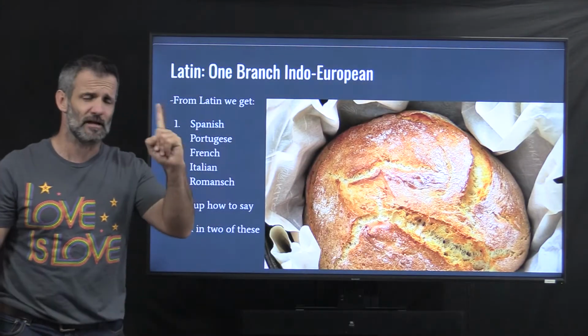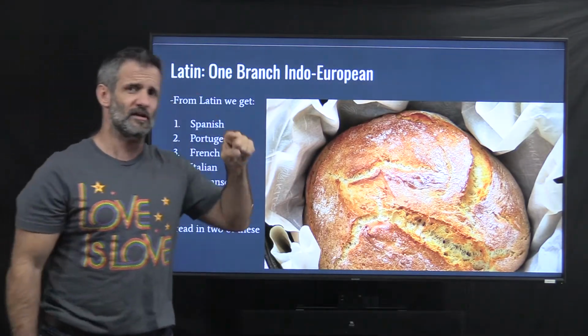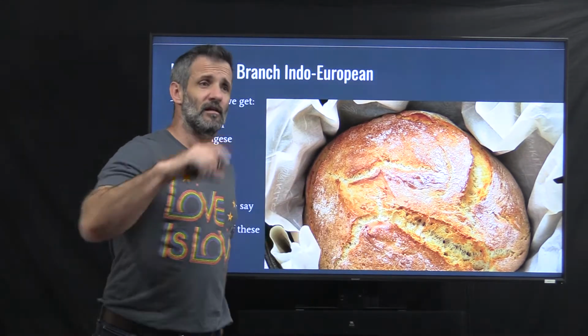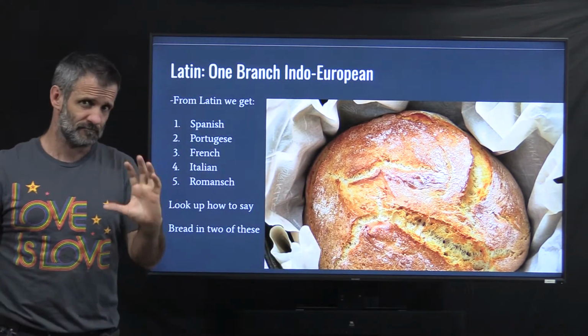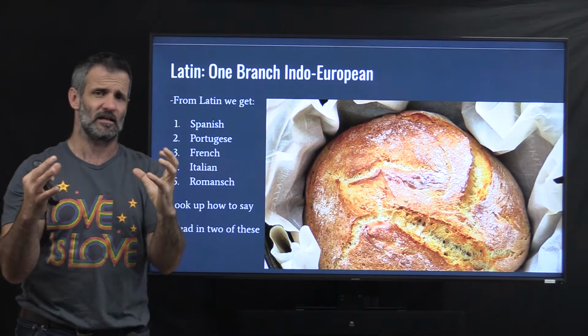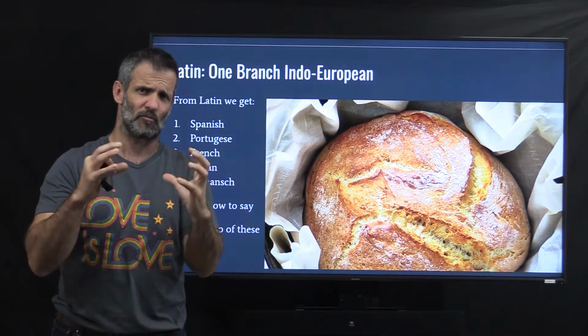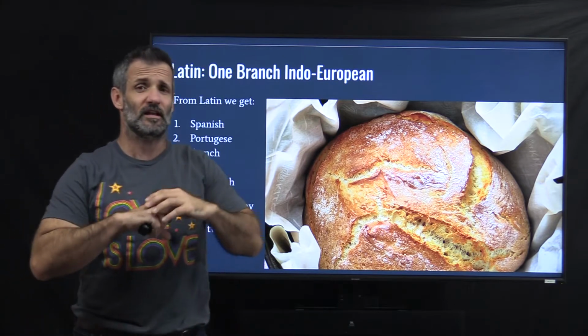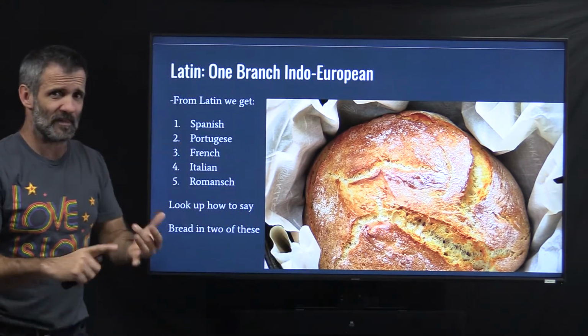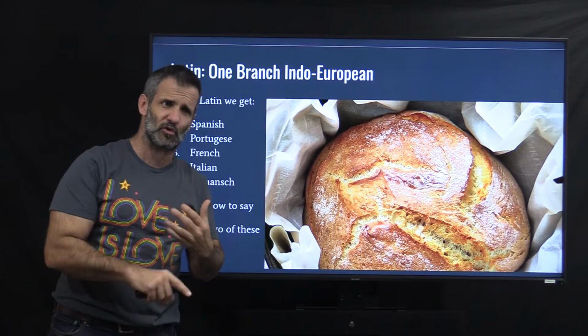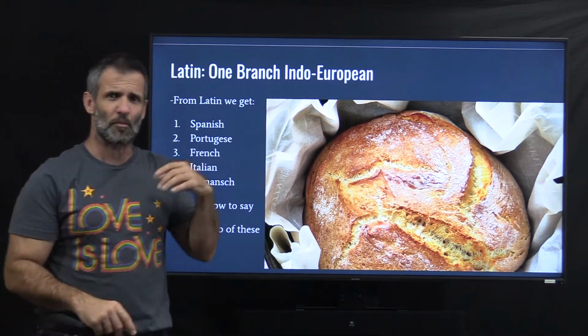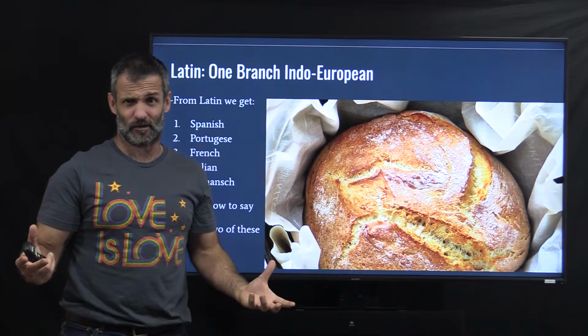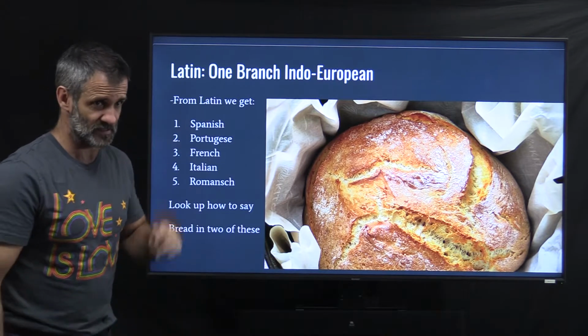All right, let's look at Latin, one branch of the Indo-European language. From Latin, you got to think, this starts in Italy, starts with Rome. The Romans, they expand their empire everywhere, so it gets diffused. And then from that, we get the languages of Spanish, Portuguese, French, Italian, Romanesque, which I think is for like Romanians or maybe like gypsies.